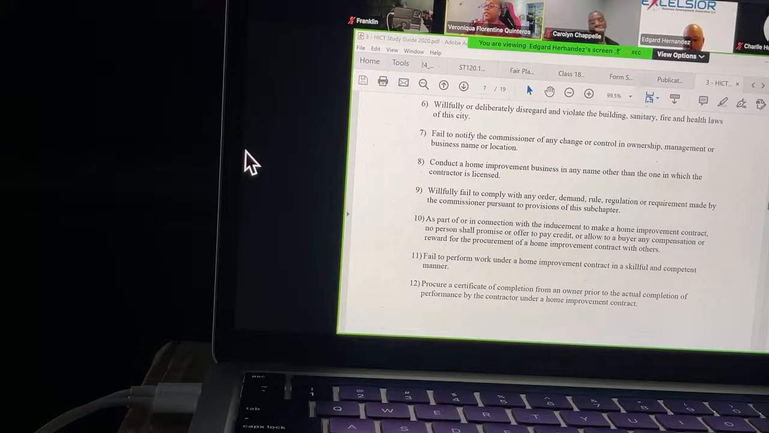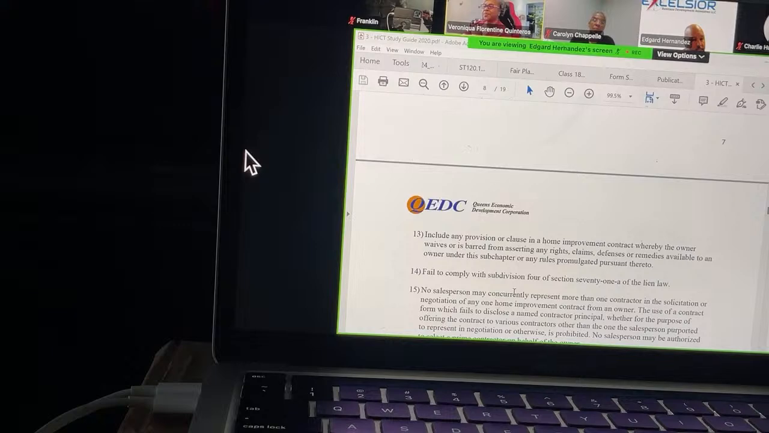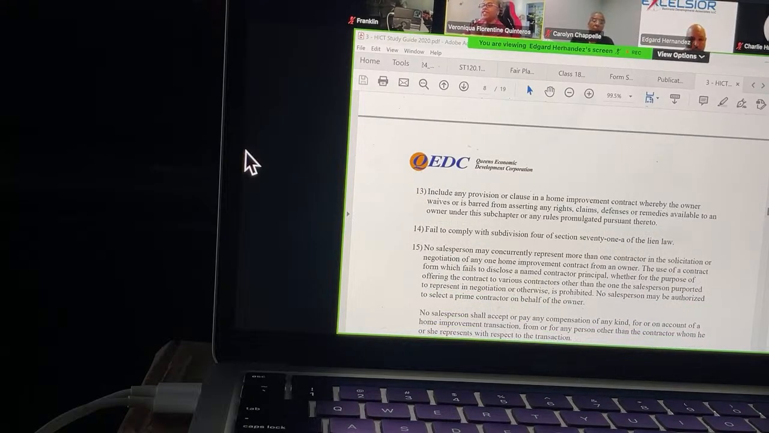12, procure a certificate of completion from an owner prior to the actual completion of performance by the contractor under a home improvement contract. 13, include any provision or clause in a home improvement contract whereby the owner waives or is banned from asserting any rights, claims, defenses, or remedies available to an owner under this subchapter, or any rules promulgated pursuant thereto. 14, fail to comply with subdivision 4 of section 71A of the lien law.